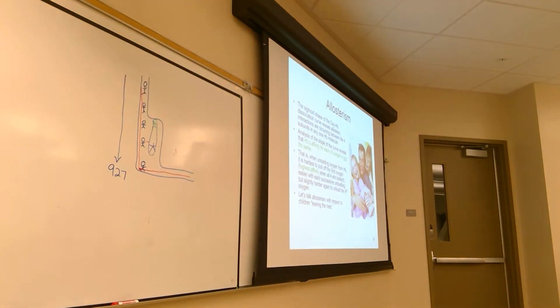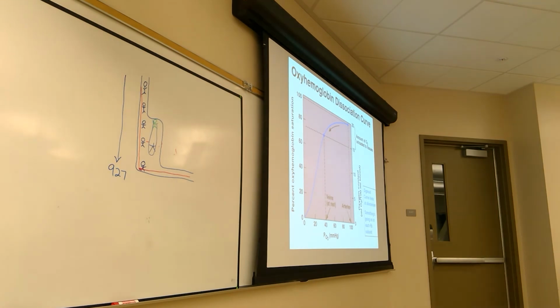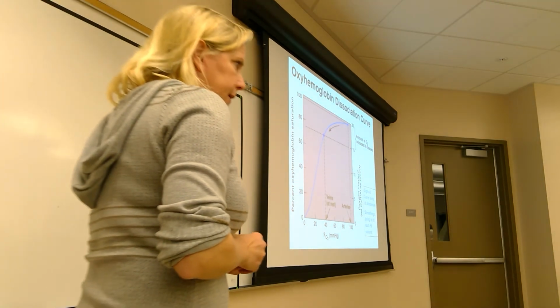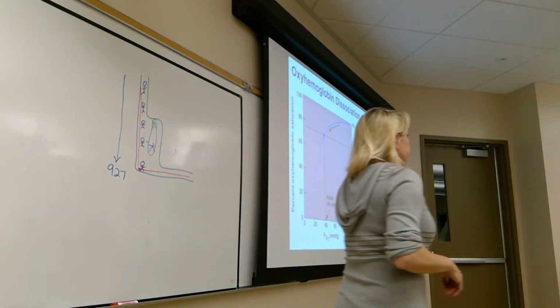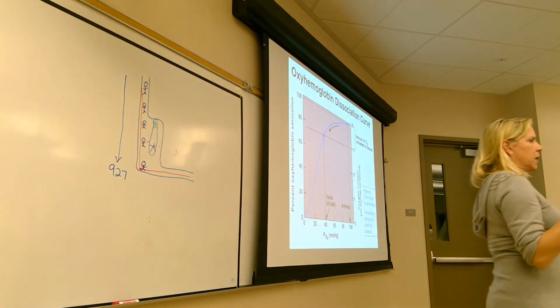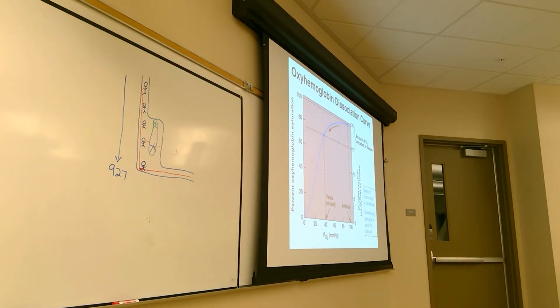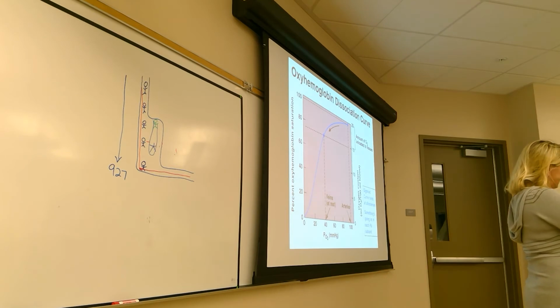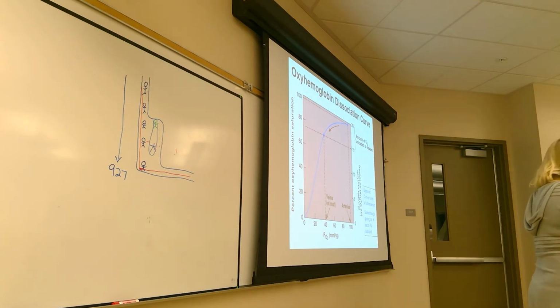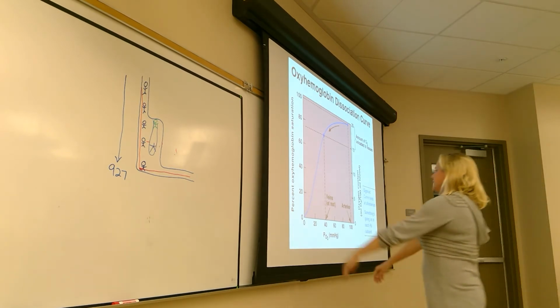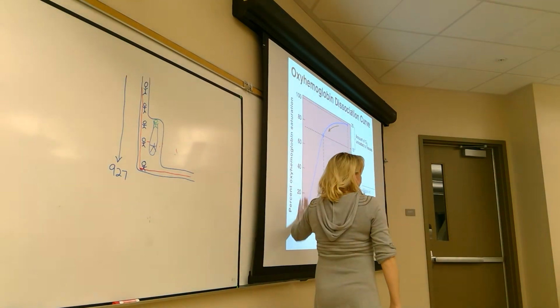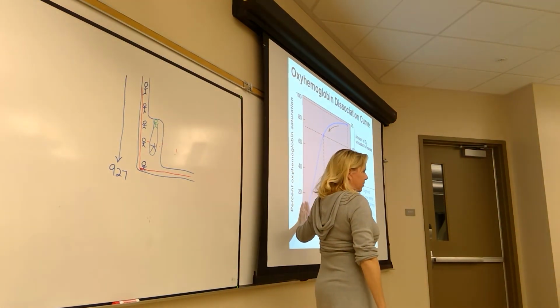How many molecules of oxygen bind to hemoglobin? 4. Why? Because there are 4 heme groups total. Exactly, right? If I have 1 bound to 1 heme group out of the 4, that is 25% saturated. If I have 2, that's 50%. If I have 3, 75%. And if all 4 are bound, it's 100%. So, down here, this y-axis shows you the percent saturation.